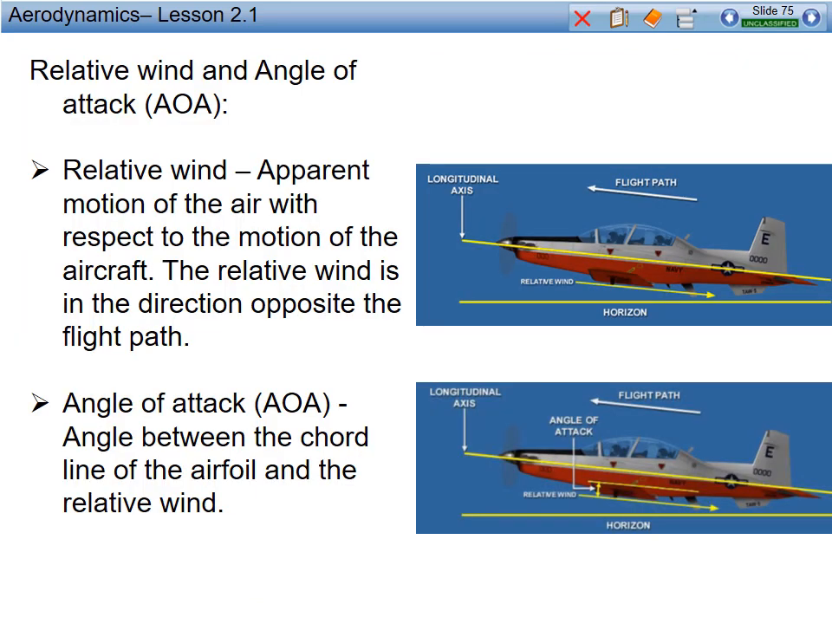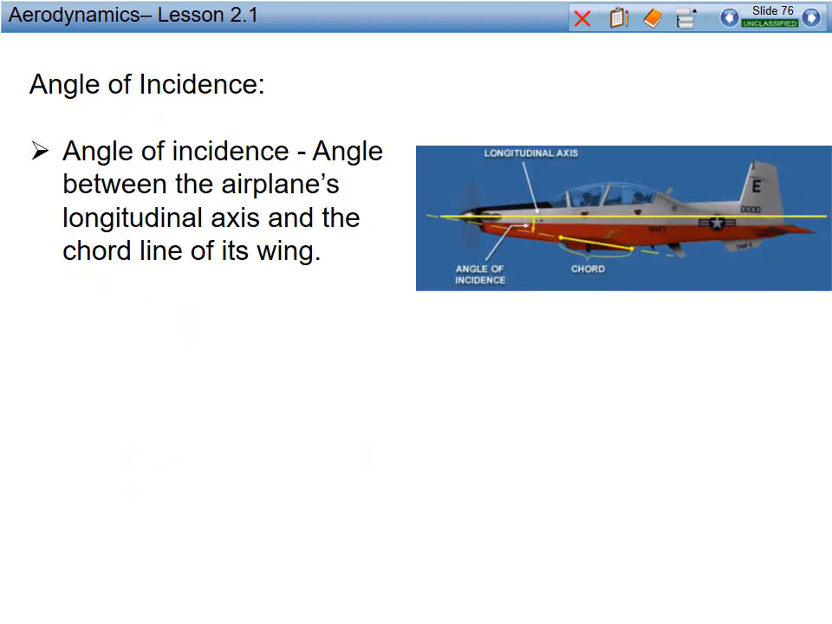Relative wind is the apparent motion of the air with respect to the motion of the aircraft. The relative wind is in the direction opposite the flight path. Angle of attack, or AOA, is the angle between the chord line of an airfoil and the relative wind. Angle of incidence is the angle between the airplane's longitudinal axis and the chord line of its wing.